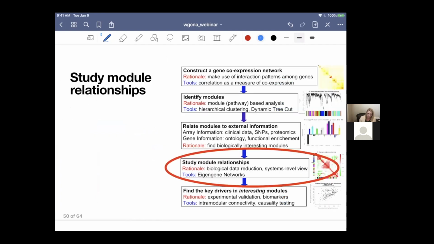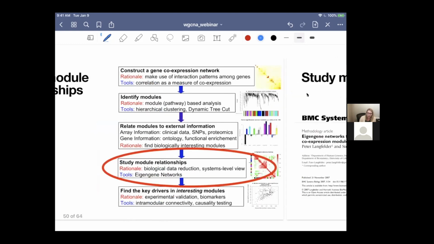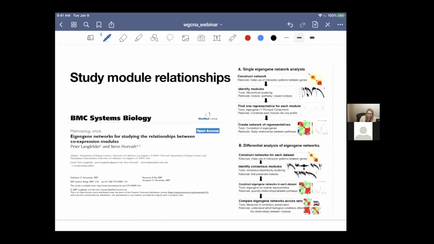Moving on, we can study relationships between modules. I'm just going to touch on this briefly, because this is a really in-depth concept: not only do we look at how genes cluster within modules, but also at how modules are related to one another. This is a whole field. We call this eigengene networks. So we can think about a bigger picture there.